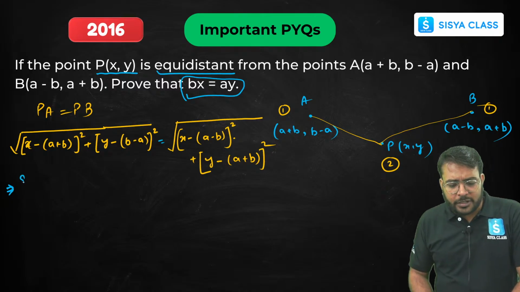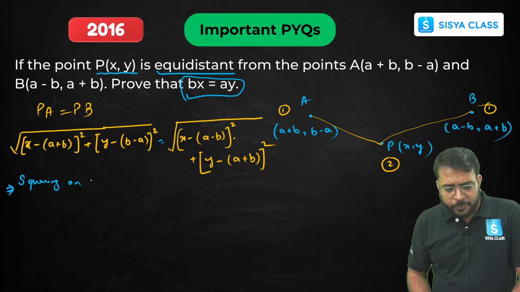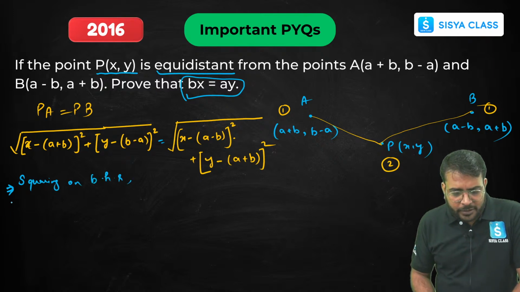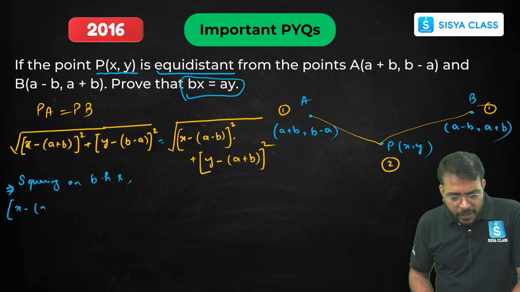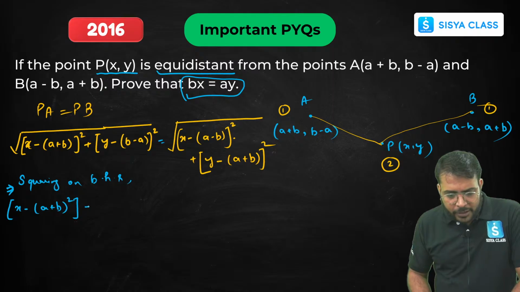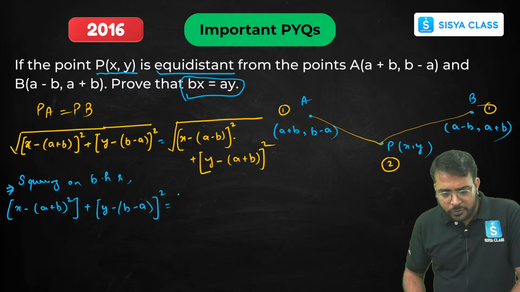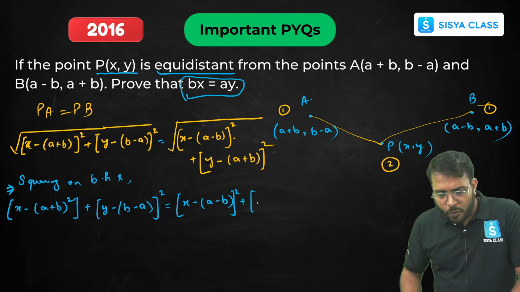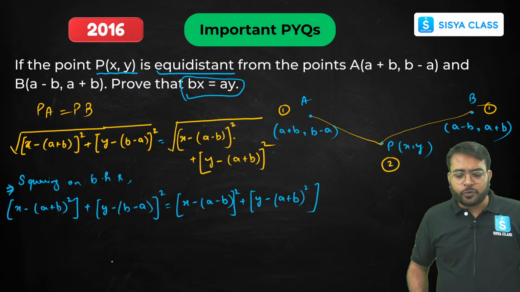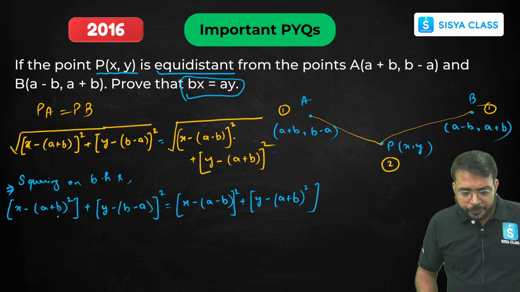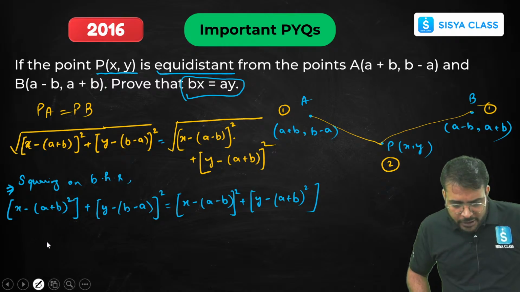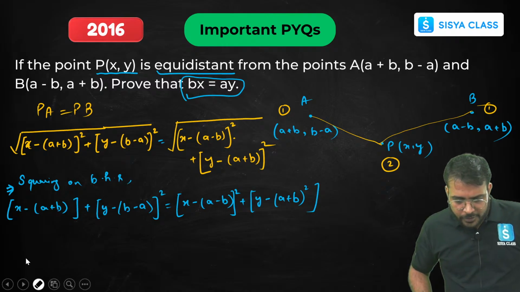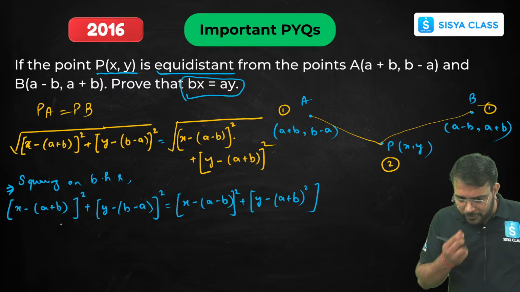So what should I do? I am just taking squaring on both sides. What will I get? I am going to get (x − a − b) whole square plus (y − b + a) whole square is equal to (x − a + b) whole square plus (y − a − b) whole square. Okay, now let us solve this. Here it is whole square, I wrote it by mistake without the square. This is whole square. So can we solve this, okay, fine.